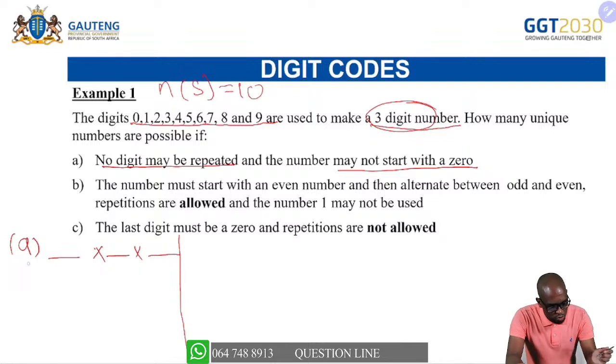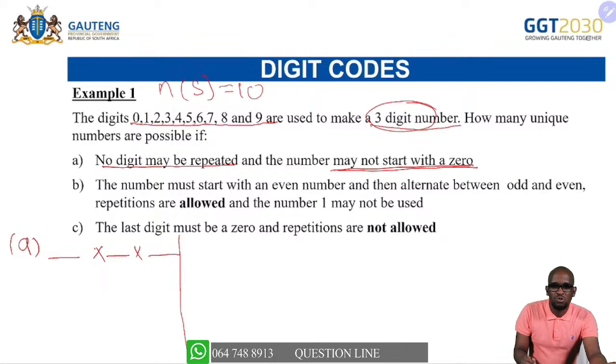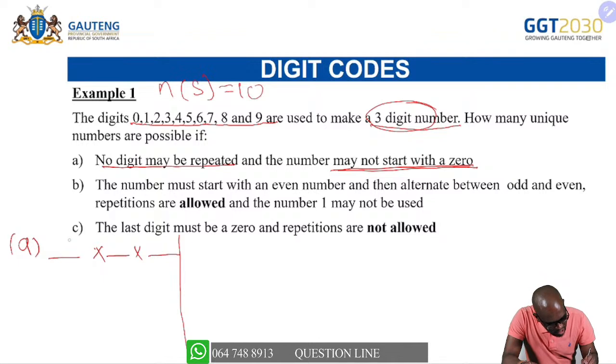Now, what we're going to do is ask ourselves for the first position, how many numbers do we have at our disposal? Obviously, our sample size has 10 numbers, which means that now we should be having 10 numbers. However, there is a condition that it may not start with a 0, which means that we have 9 numbers to use. We have 9 options for the first digit, which we can then put 9 there.